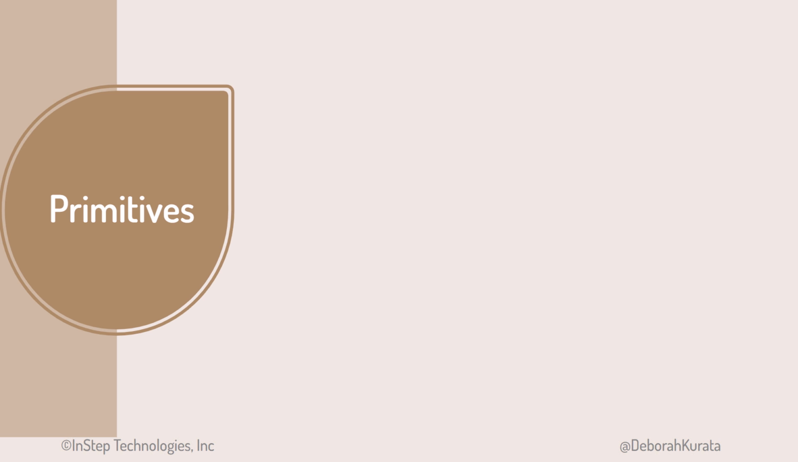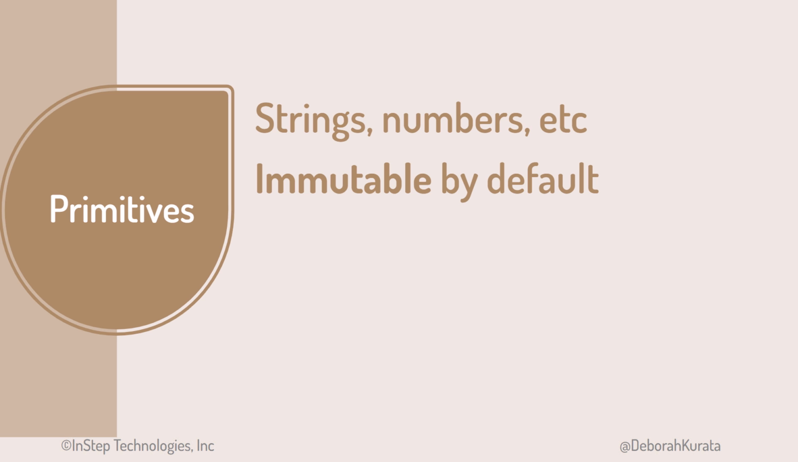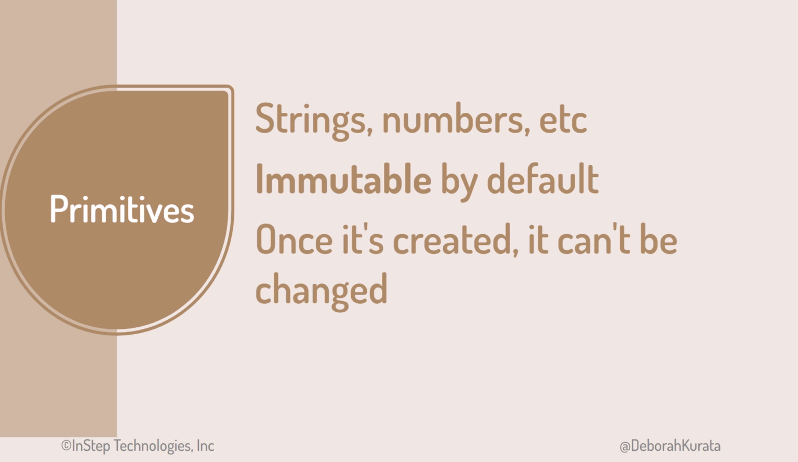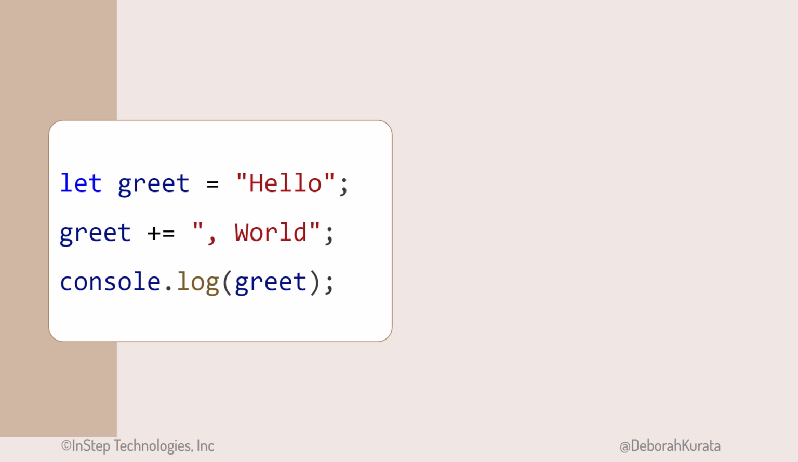In JavaScript, primitives, like strings and numbers, are immutable by default. This means that once a primitive value is created, it cannot be changed. Wait a minute. I change primitive variable values all the time. Well, it might seem like we're modifying a value, but that's not actually the case. Here's an example. It looks like we're changing the string greet, but JavaScript does not change the string. Rather, it creates a new string.